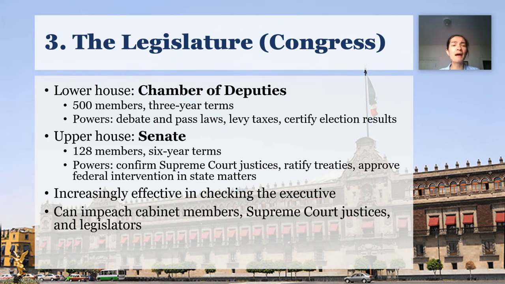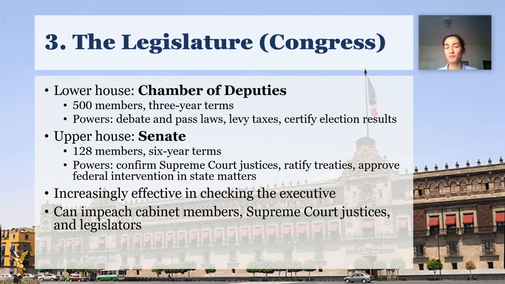One last power worth noting is that the legislature can impeach cabinet members and Supreme Court justices and the other legislators. There's no explicit provision for presidential impeachment in the Mexican Constitution, and there's some commentators who argue that that really ought to change.